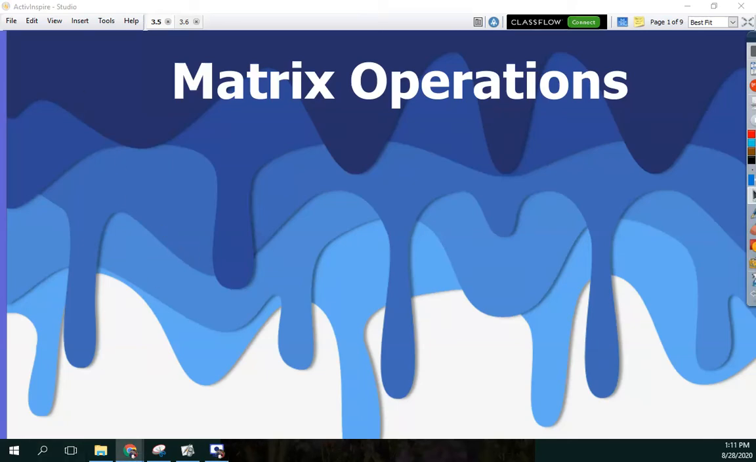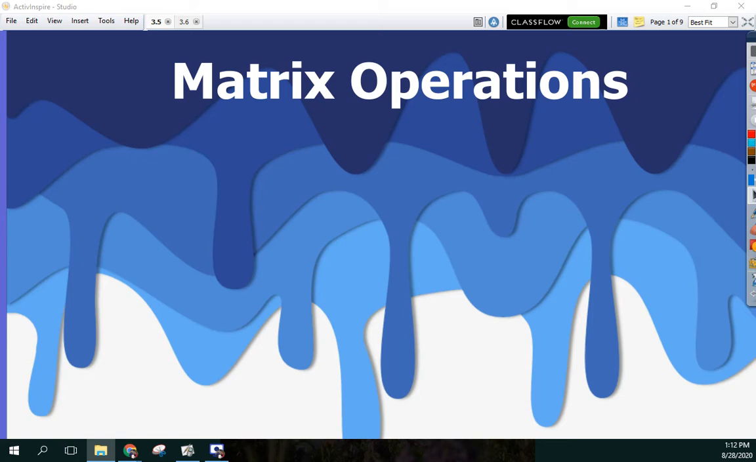So today's lesson is going to be over matrix operations. This is the next section in our systems of equations chapter. Now, up until this point, we have covered solving systems by substitution, elimination, and graphing. And there's actually another way that you haven't seen up until this point, and that is matrices.